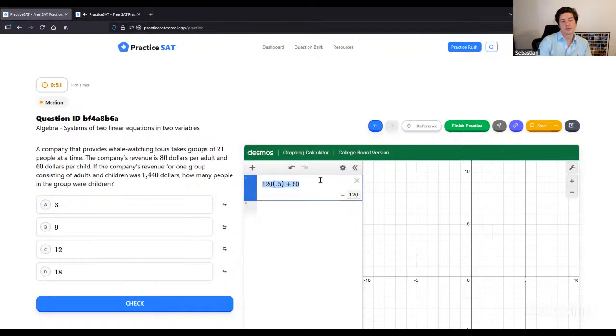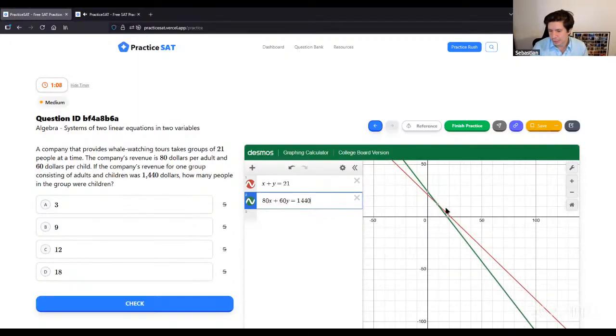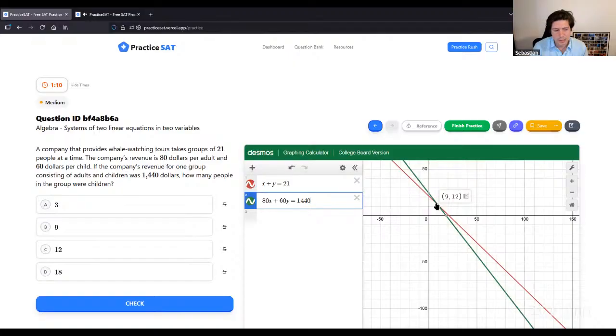All right, so we have two things going on. We have groups of 21, so we could do X plus Y equals 21. $80 per adult, so let's say 80 is the adult. So 80X plus 60Y equals 1440. This is a systems of equations problem, and we see where they meet. It's 9 and 12. And remember, 12 is the children. So it should be 12 children. If it was asking for adults, it would be 9.